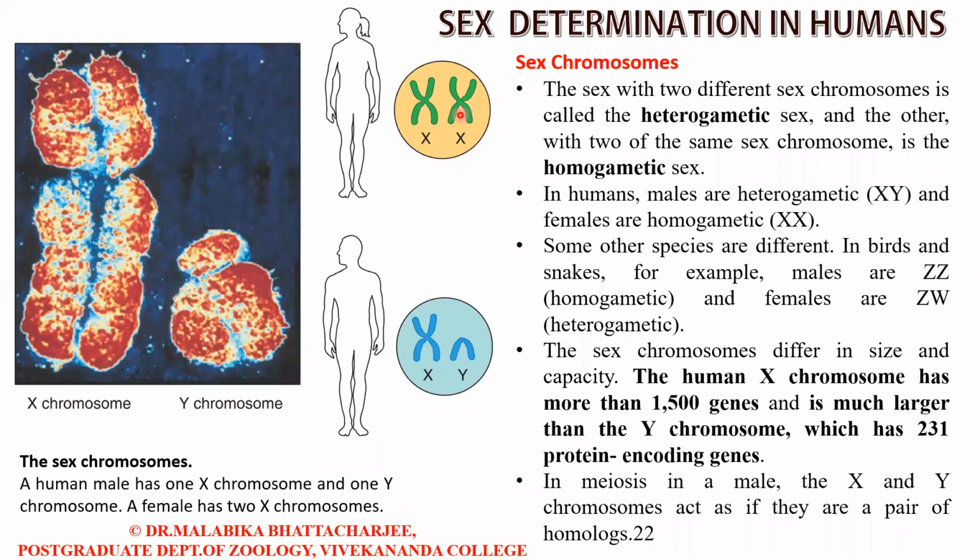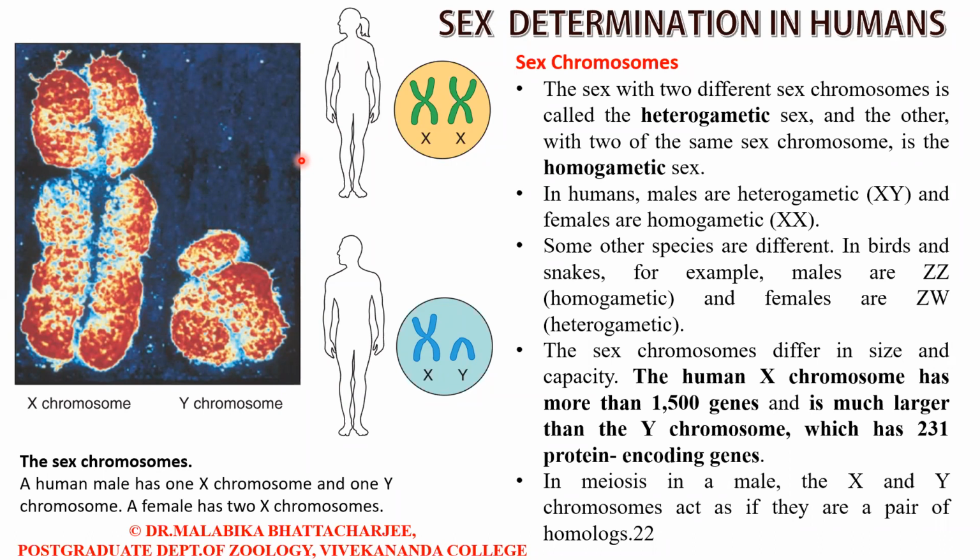As I started saying with this slide, the size is different. The human X chromosome has 1500 genes, and as you can compare, it is much larger than the Y chromosome, which has 231 genes. In meiosis, in the male, the X and the Y chromosome act as if they are a pair of homologs, even though there is very little similarity in genetic composition between the X chromosome and the Y chromosome.